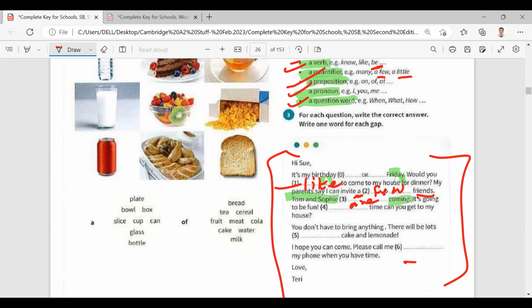Time can you get to me or to my house? Be careful here, question here. So what time? Perfect. What time? So we need here a word question or a question word.